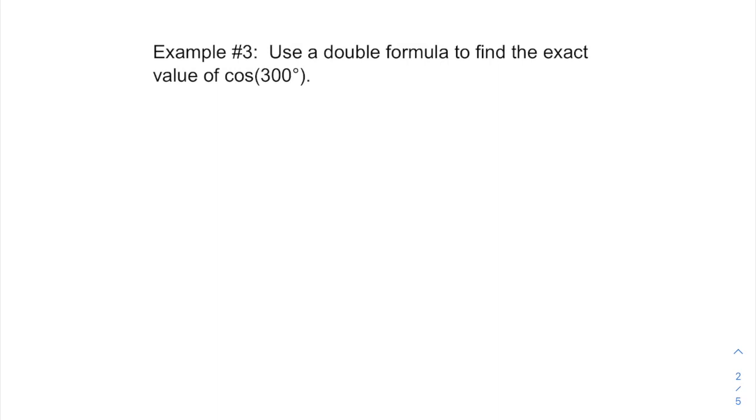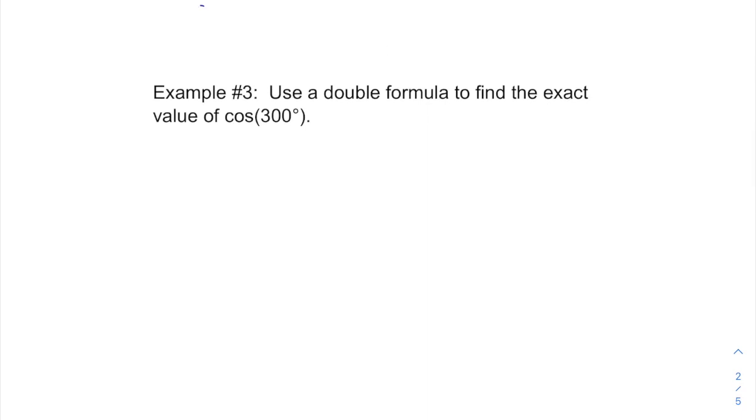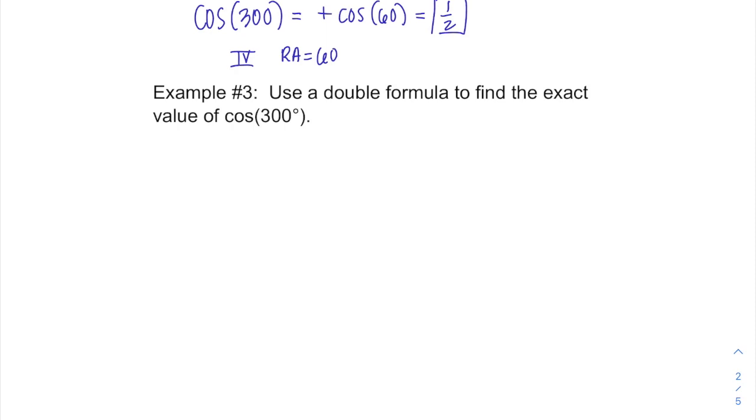Our next question says use a double formula to find the exact value of cosine 300. Now we know the exact value of cosine 300. We've done it before. We said cosine 300 is a fourth quadrant reference angle of 60. So cosine in the fourth quadrant is positive, so it's really cosine of 60, and cosine of 60 is positive 1/2. So I know my answer should be a half here.